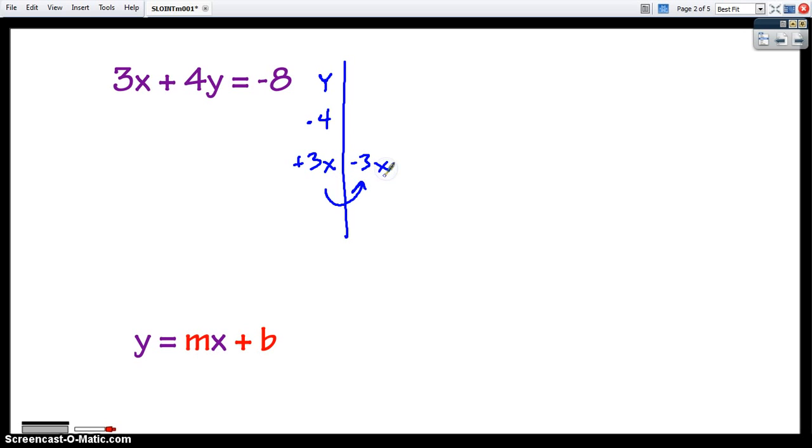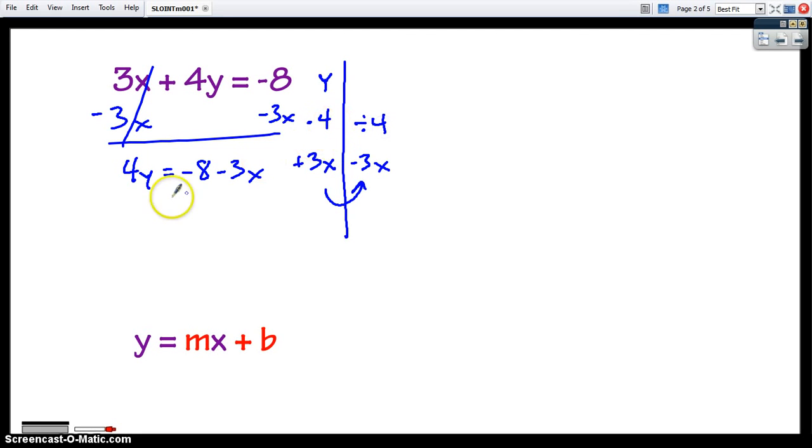So first thing we're going to do is subtract 3x to both sides, and we get 4y equals negative 8 minus 3x. And then we're going to divide by 4 to undo this times by 4. And of course what I do to one side, I do the other side. And make sure you divide the whole other side by 4. So here we get y equals, now negative 8 divided by 4 is negative 2, and then minus 3x divided by 4 won't divide, so I'm just going to leave it as minus 3x over 4.